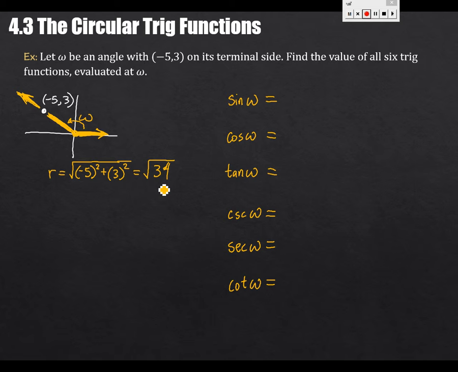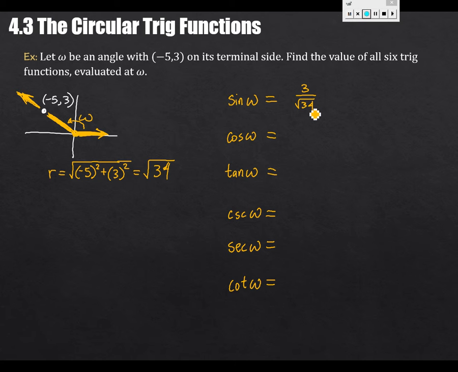I'm going to ask some people for these values. Just make sure you can hear them. See if this is what you got. So let's make sure we're listening again here. Go ahead, Corinne. Sine is 3 over root 34.